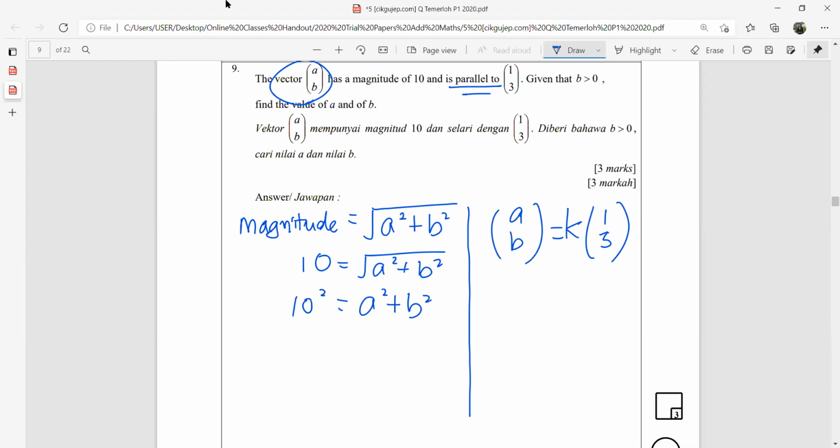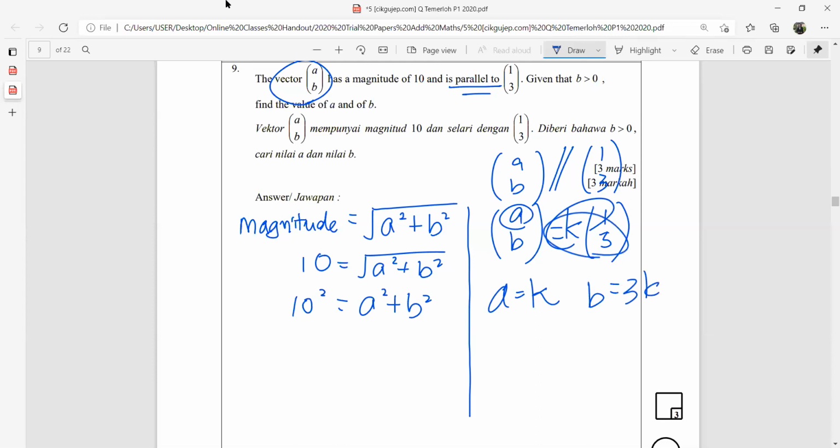Parallel to (1, 3) means you can write vector AB equals K(1, 3). So you can equate A equals K, B equals 3K. You write it into two equations. Your job is to solve by seeing the relation here, because the question asks you to find A and B.